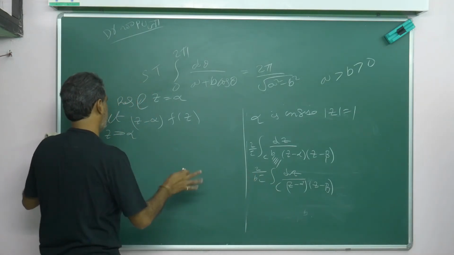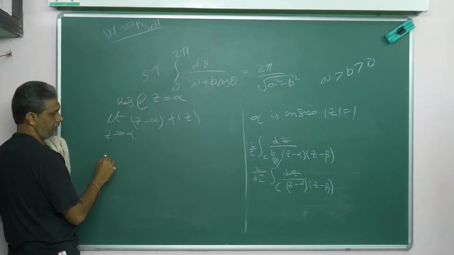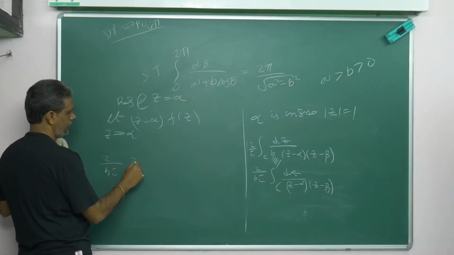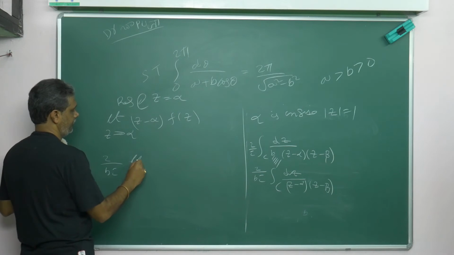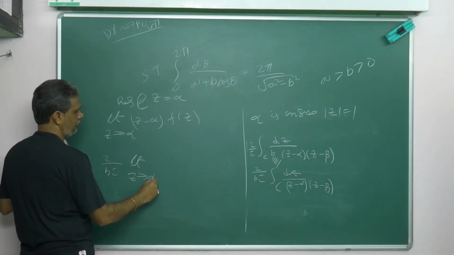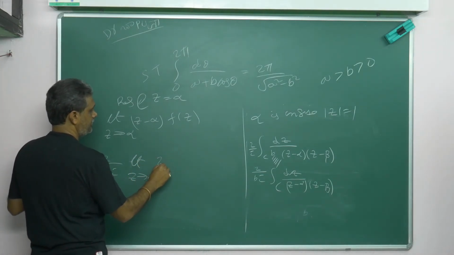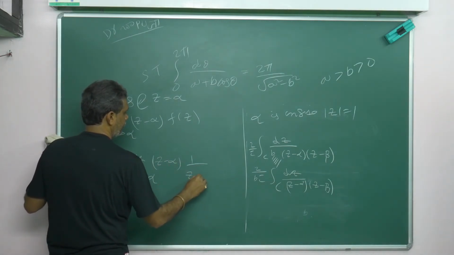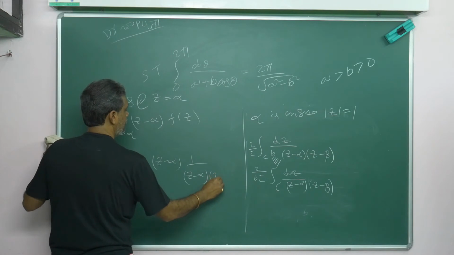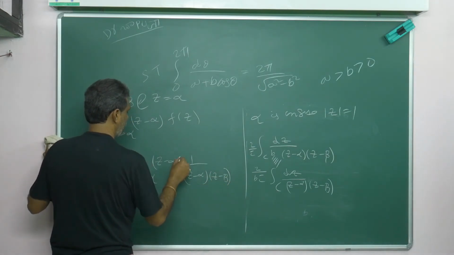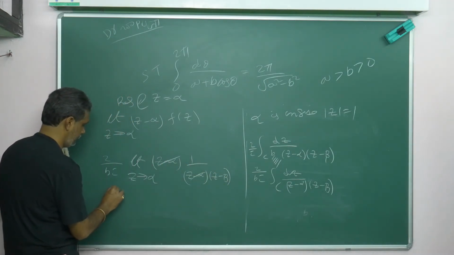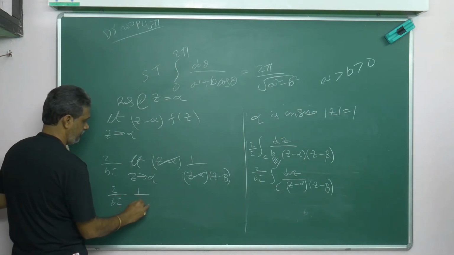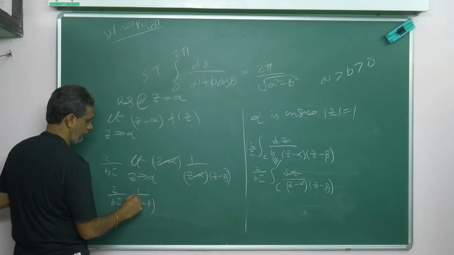I am confusing this, you can do better. So I will write 2 by bi, limit z tends to alpha, z minus alpha, then 1 by z minus alpha, z minus beta. These two cancel. 2 by bi, if you apply the limit, 1 by alpha minus beta.